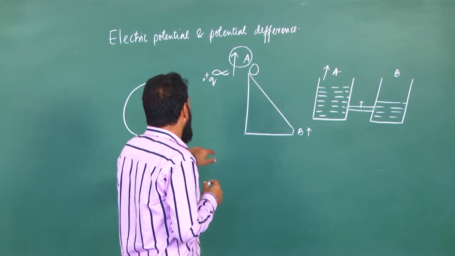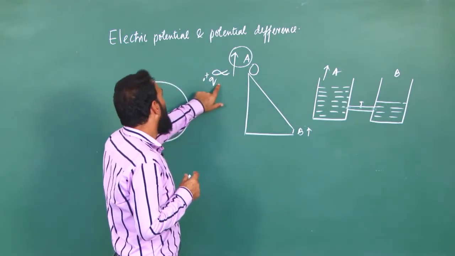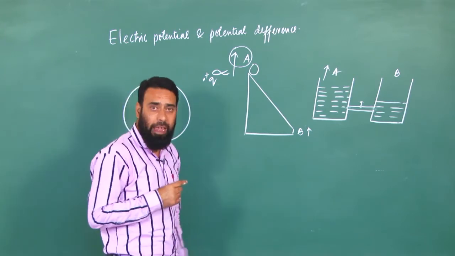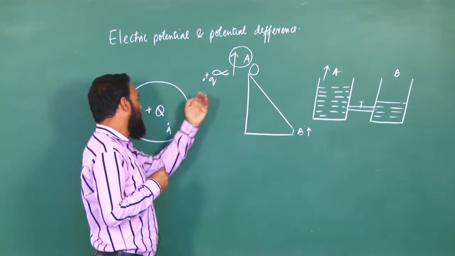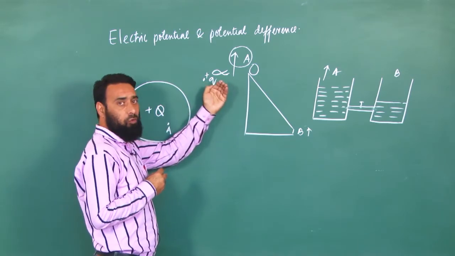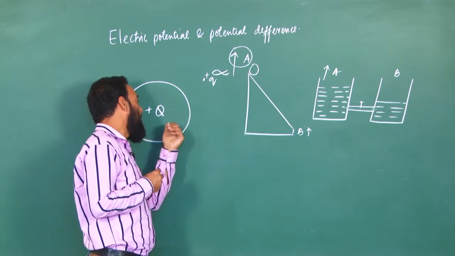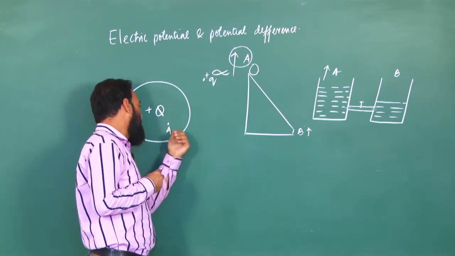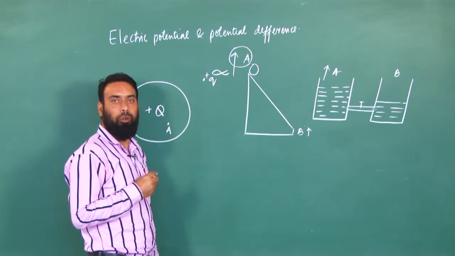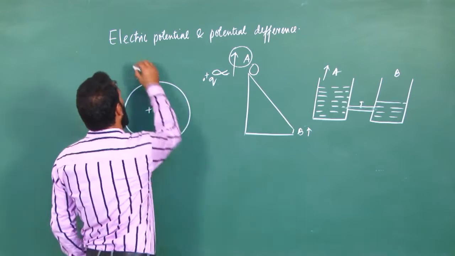So in order to bring this charge from infinity to point A, we have to do work. When this work is done to overcome the repulsive force, that work done gets stored at point A, and that is called electric potential energy. So how can we define electric potential?